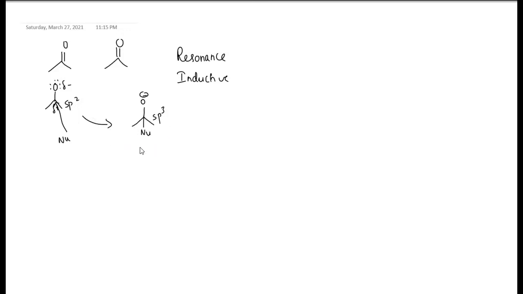So this tetrahedral intermediate is the alkoxide ion, and this is a very common structure that you will see in all the nucleophilic addition reactions of aldehydes and ketones. In general, aldehydes, sorry, I didn't draw the aldehyde here. So these aldehydes are more reactive than ketones. In general, aldehydes are more reactive than ketones.